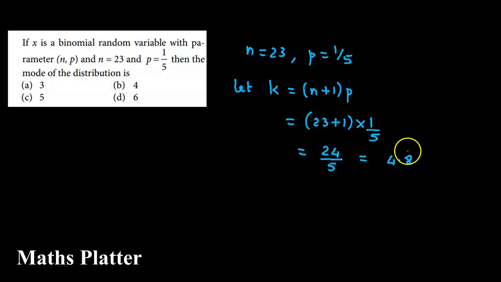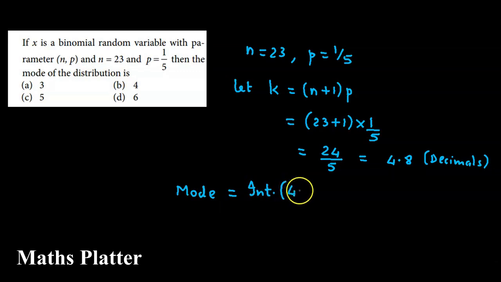4.8. अब ये हमें डेसिमल्स में मिला, k की वैल्यू हमें डेसिमल्स में मिली. So in this case ये जो डिस्ट्रीब्यूशन है that is the binomial distribution ये unimodal है and mode is given by the integer part of 4.8. अब 4.8 का integer part है 4, तो इसका सही आंसर है ऑप्शन B.